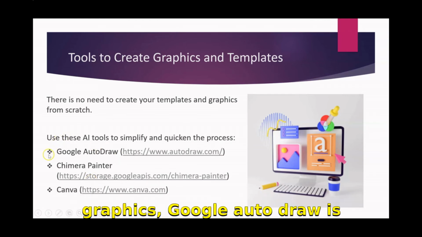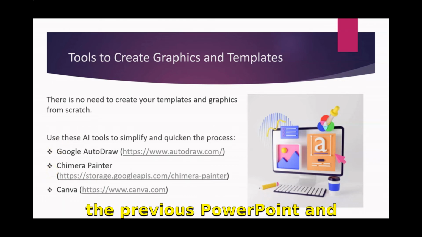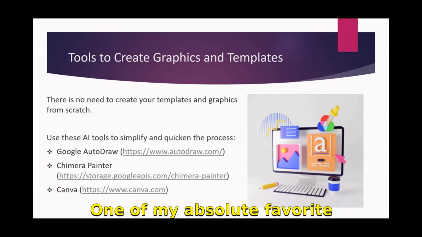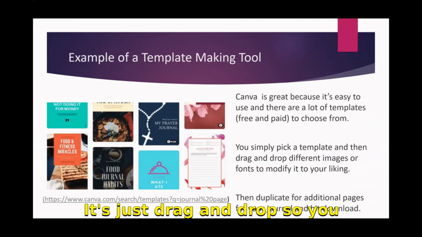So if you're looking for graphics, Google AutoDraw is fantastic, as well as the Chimera Painter that I discussed in the previous PowerPoint. And Canva, one of my absolute favorite tools, has tons and tons of free templates. It's just drag and drop, so you can select any sort of template. Here's sort of an example of some of the available templates. And you just drag and drop your content in, and the AI formats it and makes recommendations for you.